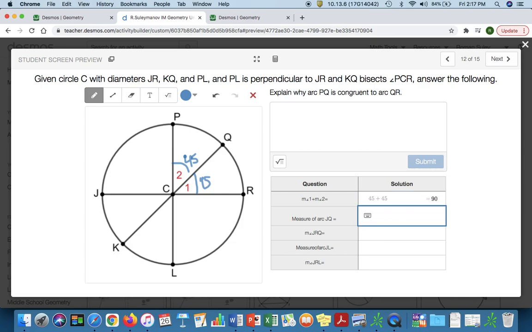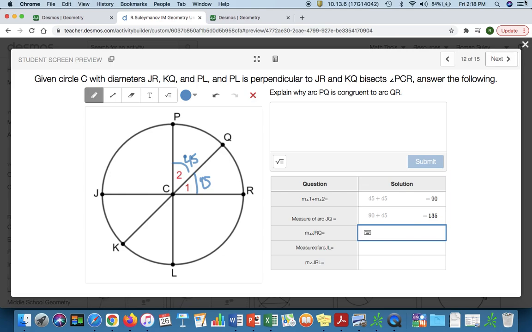And one thing I do want to point out, if you press equals, for some reason, be more specific with arc JQ would end up being 90 plus 45. It's not going to work. So no equal sign. And that's something you might want to say to your students. If they put an equal sign, it won't end up giving them the solution.